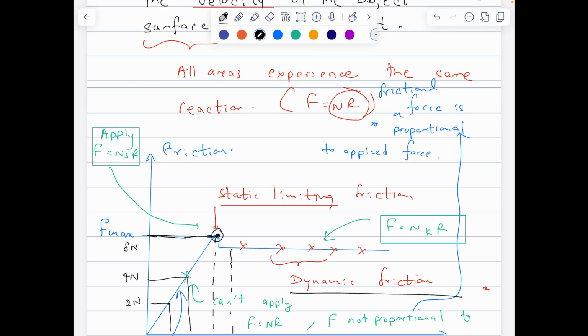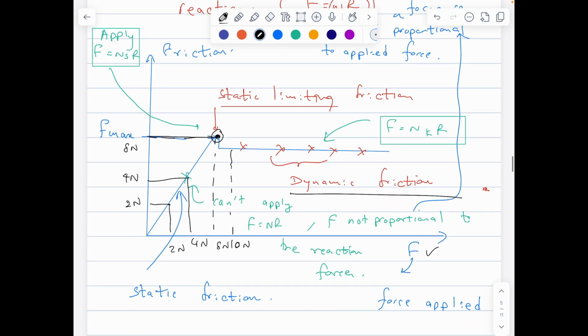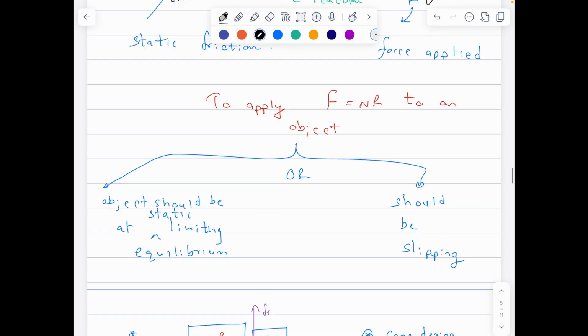Alright, so you can see here the graph we already discussed, right? Initially the force that you apply, the external force, is equal to the frictional force, but then there's a maximum value of friction that is called the static limiting friction, and beyond it, if you apply a force, what happens? Yeah, you enter a stage called dynamic friction, where even though you increase the external force, the frictional value is going to remain constant.